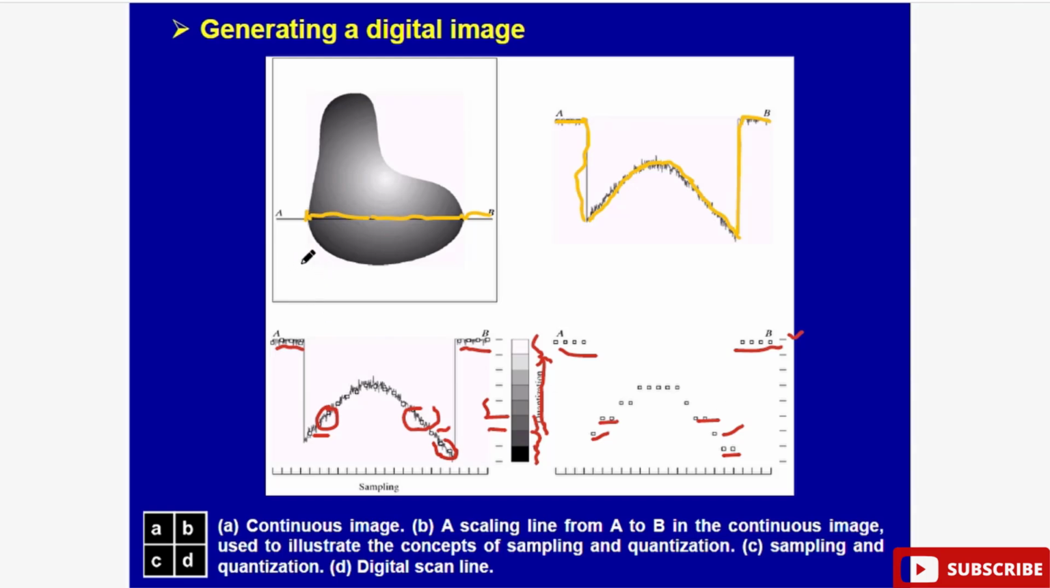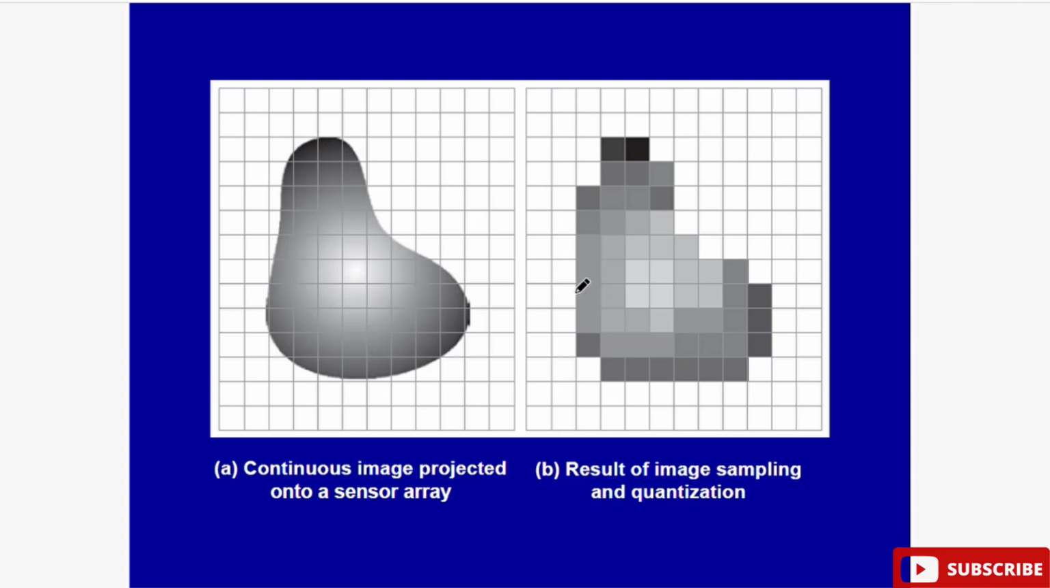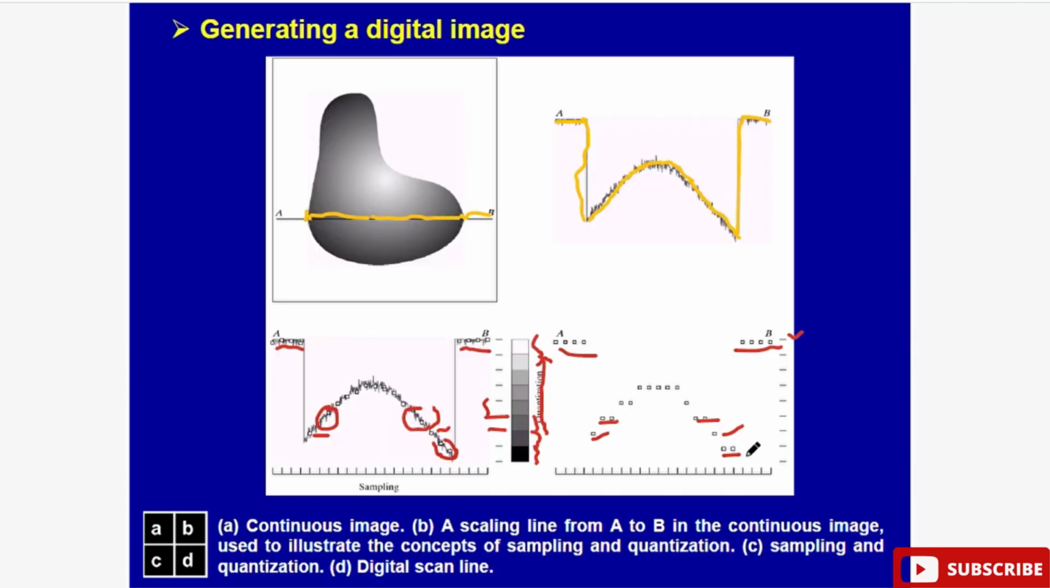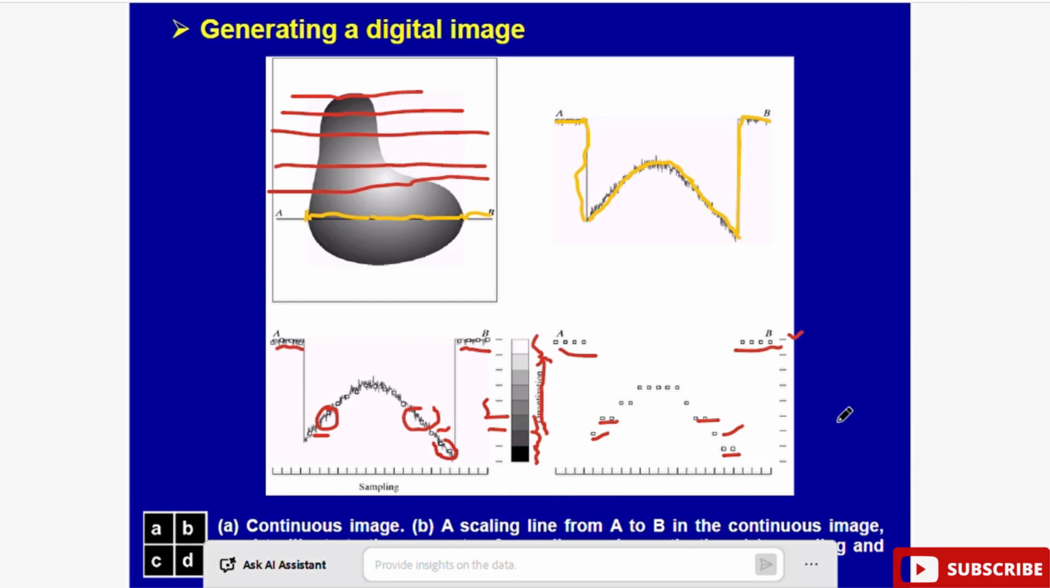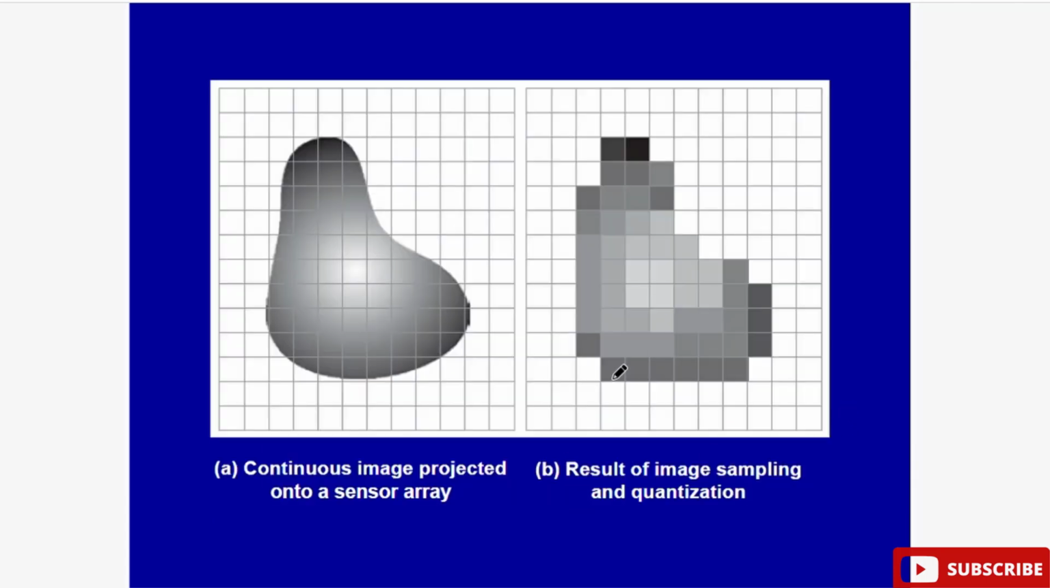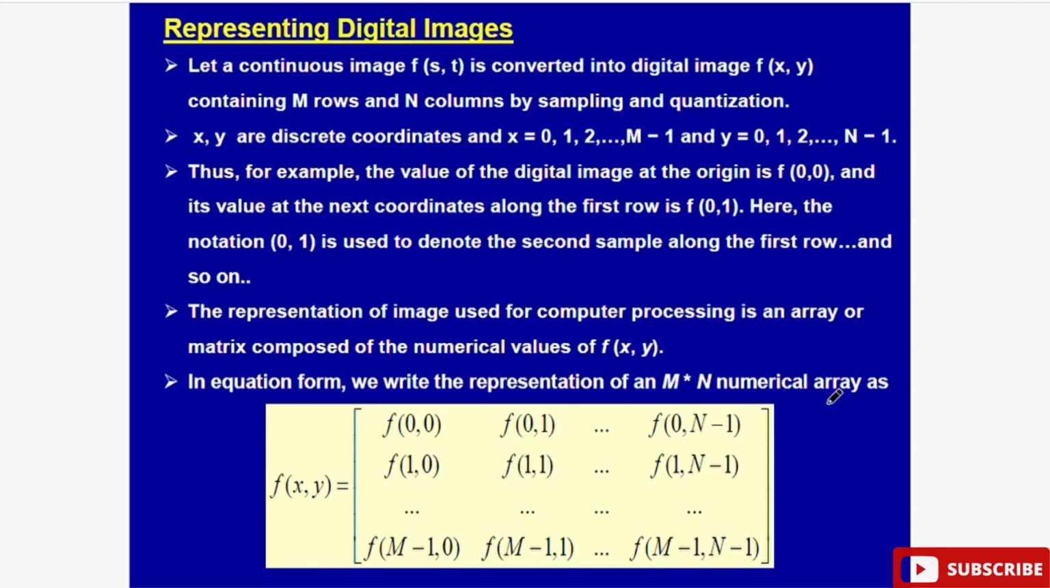So now what you have to do to get this? This one AB line is sufficient to get this entire digital image? No, you have to start from this top, and continuously you get these AB lines, and do the same process for all these lines. You'll get different digital scan lines, combine them you'll get this digital image. Okay, so this is the image sampling and quantization.